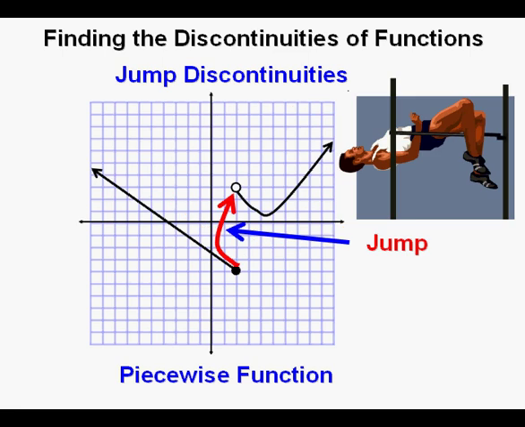So in order to go from one function to the other, the function jumps from 2 to greater than 2. It goes straight up 7 units, all the way from y equals negative 4 to y equals 3. But what we're mostly going to look at in this lesson are infinite discontinuities and point discontinuities.